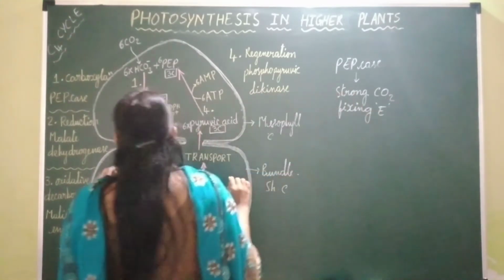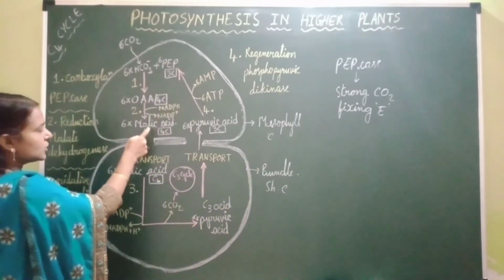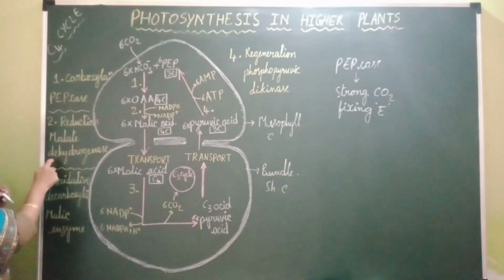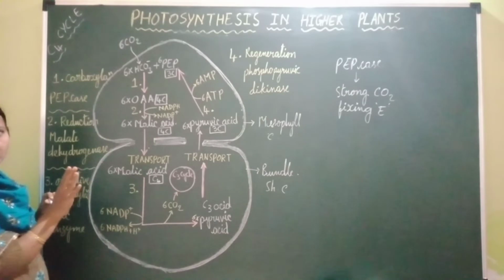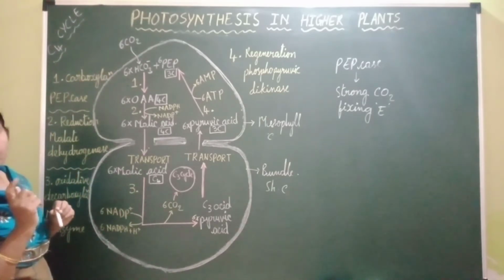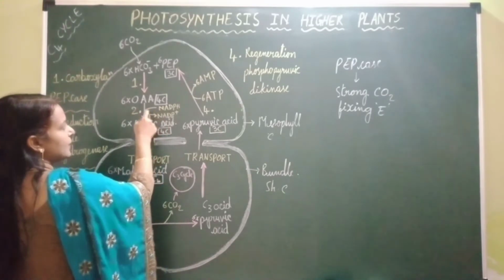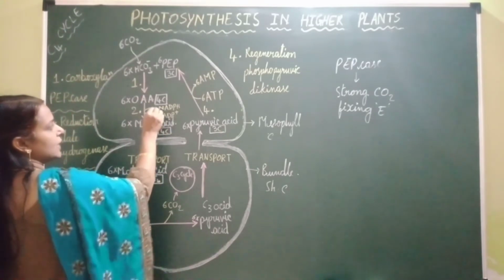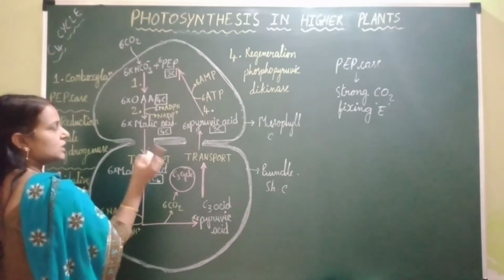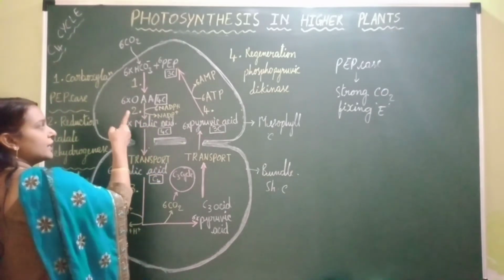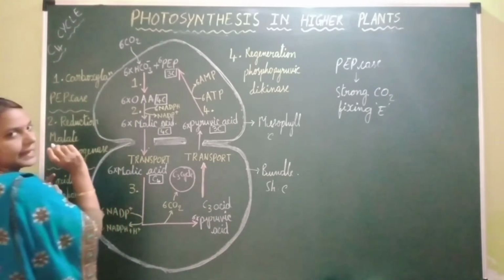Now this oxaloacetic acid undergoes reduction into malic acid. This step of reduction is catalyzed by the enzyme malate dehydrogenase. For reduction, what is required? Protons and electrons are required. These protons and electrons are donated by NADPH. So 6 molecules of NADPH undergo oxidation into NADP plus, protons and electrons. These protons and electrons are transferred onto oxaloacetic acid, and hence it is reduced into malic acid.